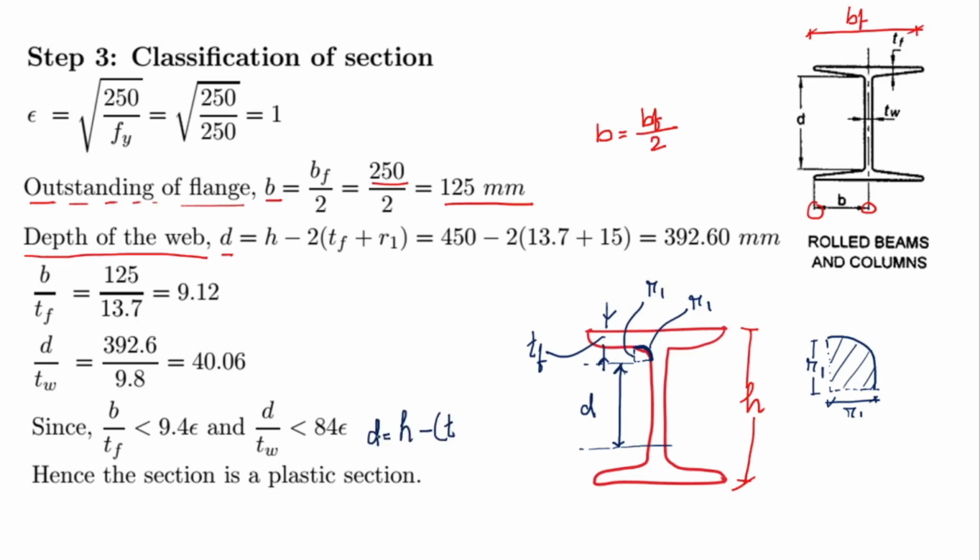Therefore, depth of the web d equals total depth h minus the thickness of the flange and r1 for the top flange, Tf plus r1. Similarly, for the bottom flange also I have to subtract the same value. That means I have to multiply it by 2 for both top and bottom. So in this way we shall calculate small d, where Tf is 13.7 and r1 is 15 mm.